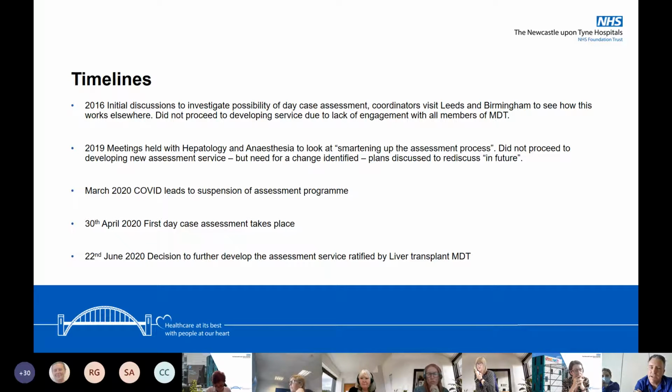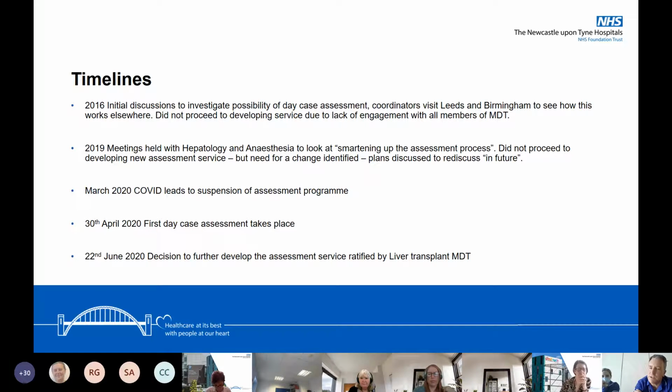Then in 2019, we had further discussions and sat down with one of our consultant hepatologists who's on this call as well, and a consultant anaesthetist who's also on the call, to look at how we could smarten up our assessment process. And I'll come on in a moment to talk about what smartening up means. But it was a discussion to look at it. But again, we didn't proceed to developing a new assessment service.